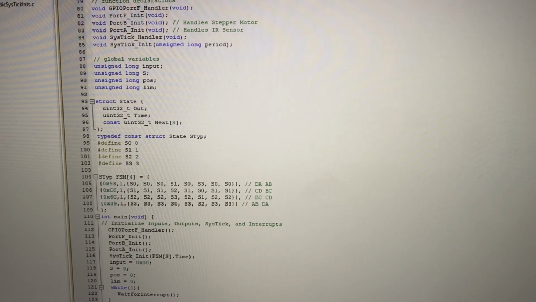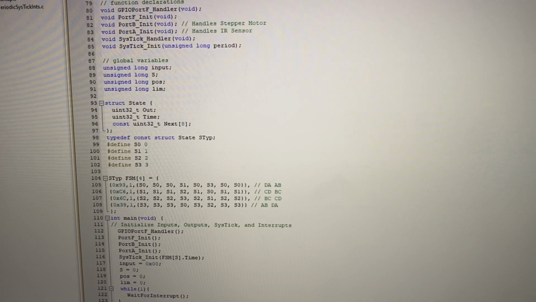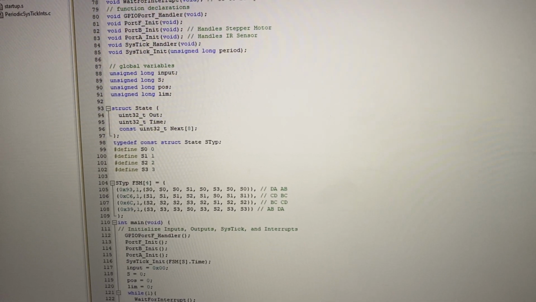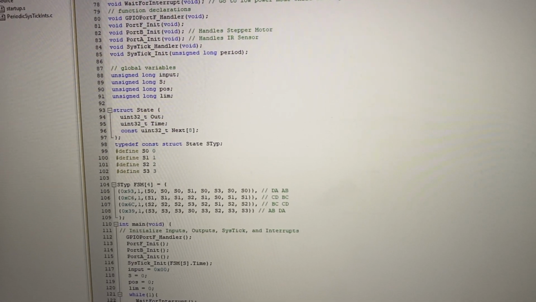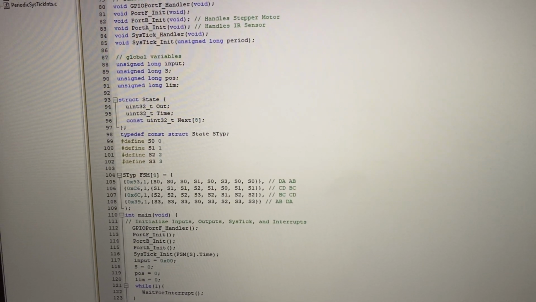As you can see here, we also have several different types of global variables. Input is going to represent the inputs for the finite state machine. The S is going to represent the state for the finite state machine, and pos and lim are going to be used to control how the DC motors function in this lab.